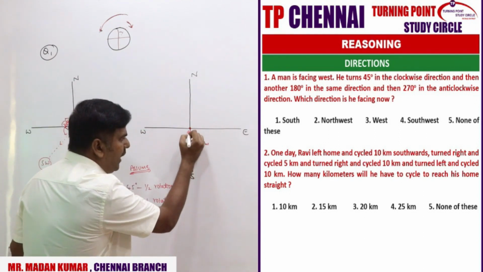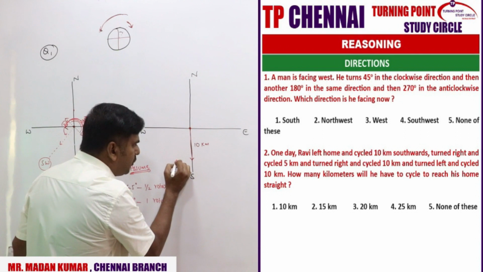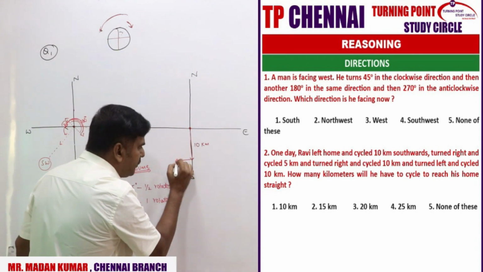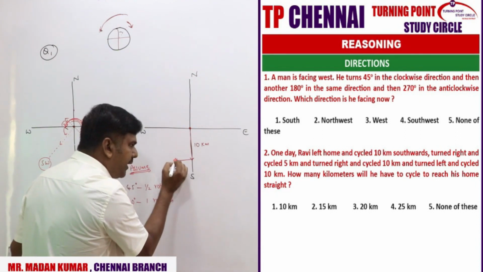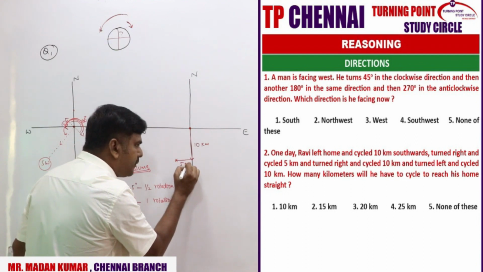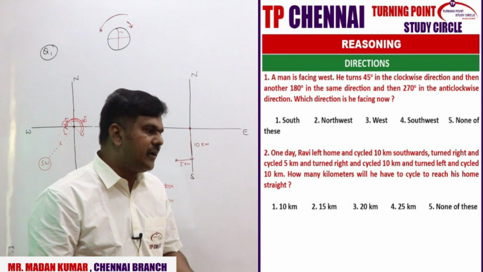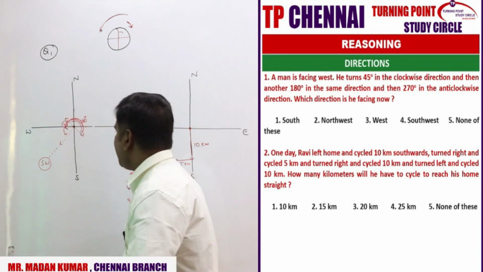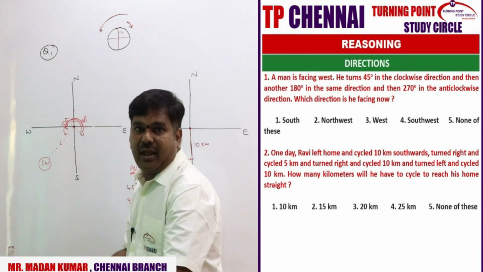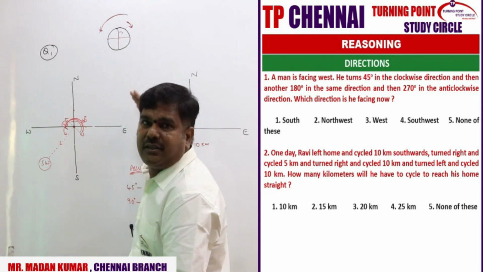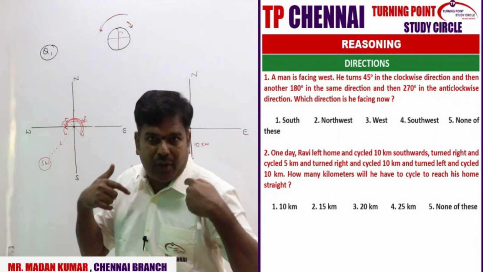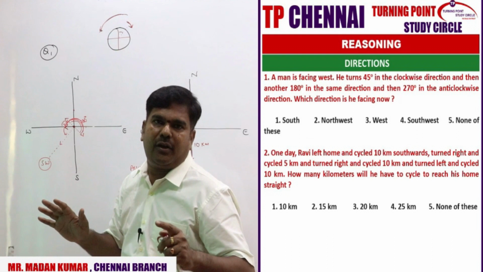5 kilometers. This one I have taken 10, so scaling also must be important. So I am just moving ahead. Turn right and went for 5 kilometers, and turn right and cycle 10. But now which direction is he facing? West direction. Again turn right. So in a direction, turn right. I told you, you assume yourself so that you won't get any confusion.